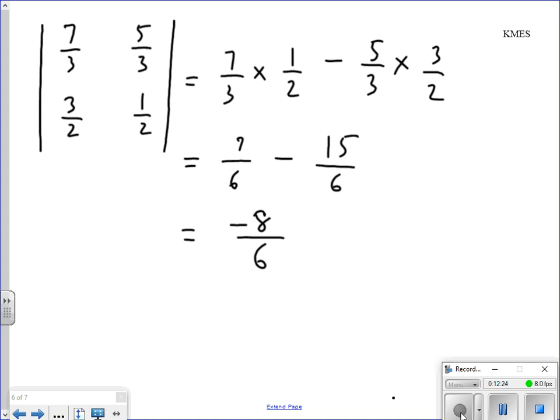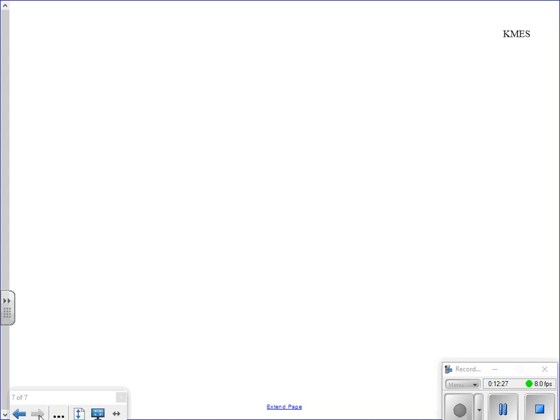Welcome back. So now we know how to find the value of a determinant. We are going to use this knowledge to solve linear equations in two variables using Cramer's rule, also called the method of determinant. Steps in finding the solution of linear equations using Cramer's rule.